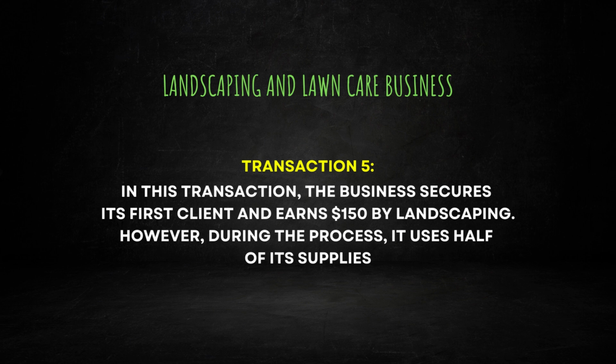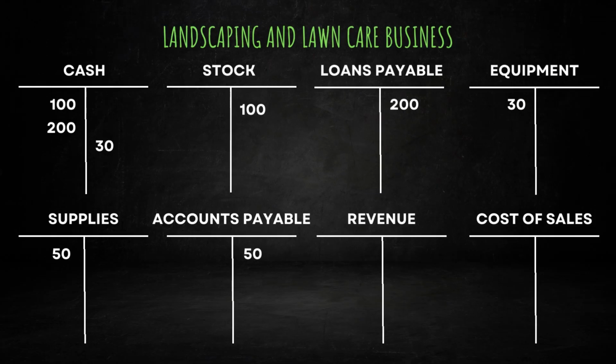Transaction 5. In this transaction, the business secures its first client and earns $150 by landscaping. However, during the process, it uses half of its supplies. This transaction involves multiple accounts. The revenue account increases by $150, reflecting the earnings from the service provided. The cash account also increases by $150, representing the receipt of cash. On the other hand, the supplies account decreases by $25, indicating the portion used in the service. Additionally, a new cost of sales account is created to record this expense. The cost of sales account will display a debit of $25, representing the decrease in supplies and the corresponding expense.